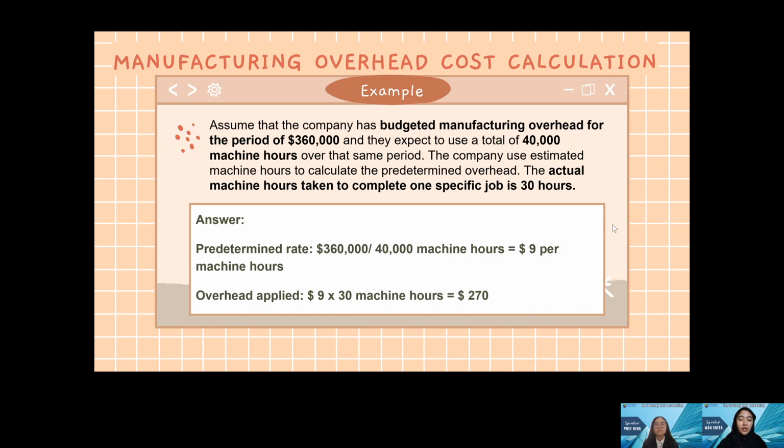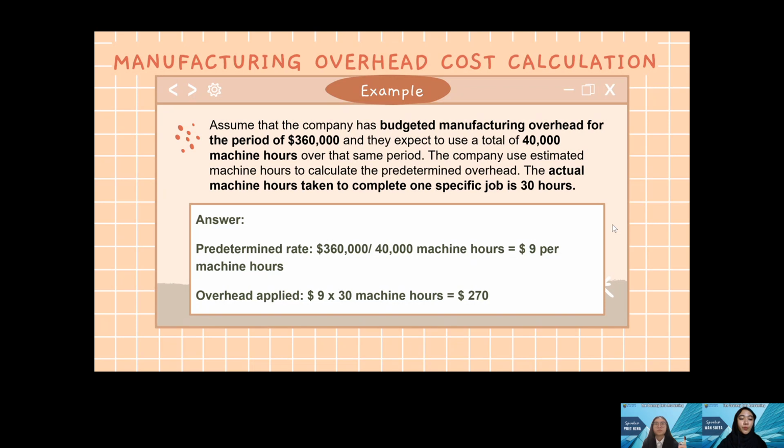Here is an example to calculate the manufacturing overhead cost. First, we assume that the company has a budgeted manufacturing overhead for the period of 360,000 and they are expected to use 40,000 machine hours over the same period. And the company used estimated machine hours to calculate the predetermined overhead. The actual machine hours taken to complete one specific job is 30 hours.